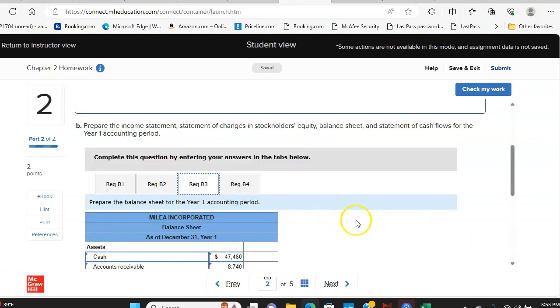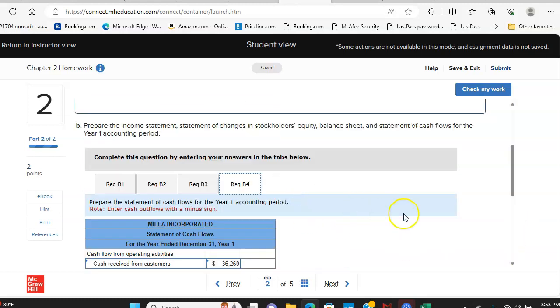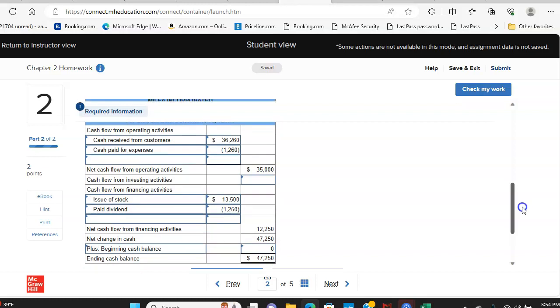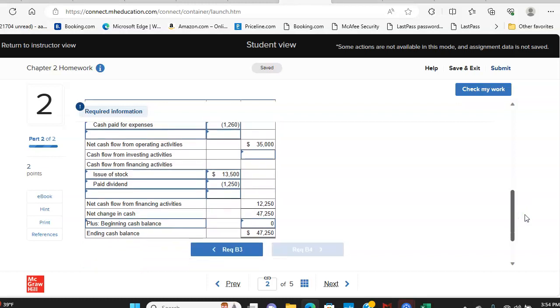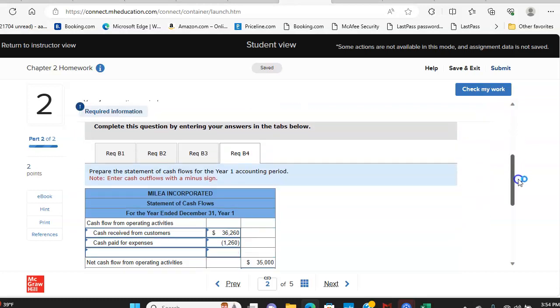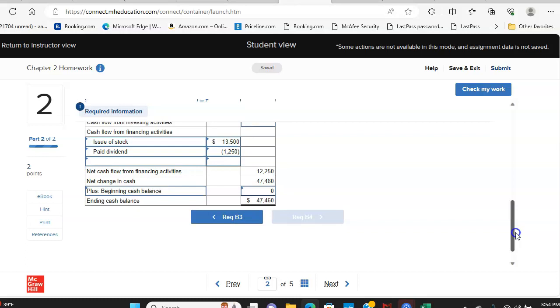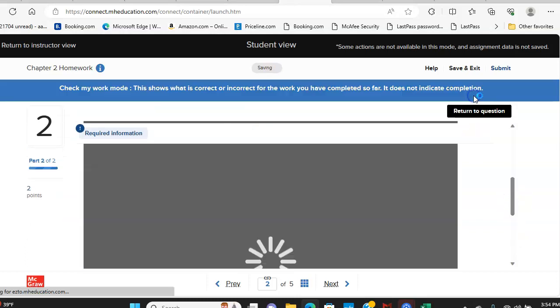We can check that against the balance sheet, and I'm glad I checked, because I have $47,460 here, unless I did something wrong. And this is showing $47,250. So I'm missing $210. Where's the $210 coming from? Pay utility expense. Oh, utility expense should be $1,050. So that was my error. I put the wrong amount in. Well, there you go. Now $47,460 is the correct amount.